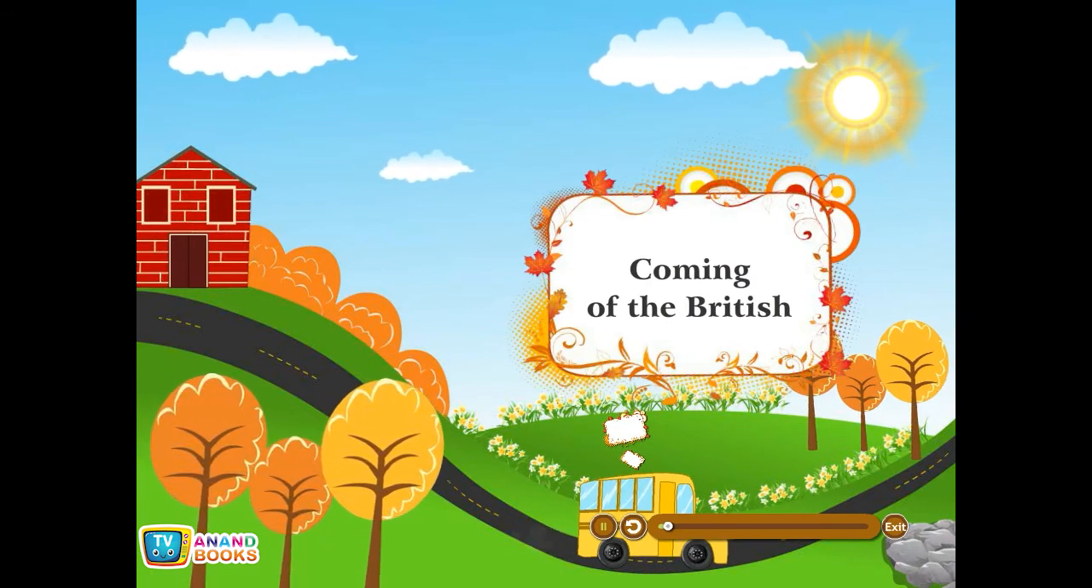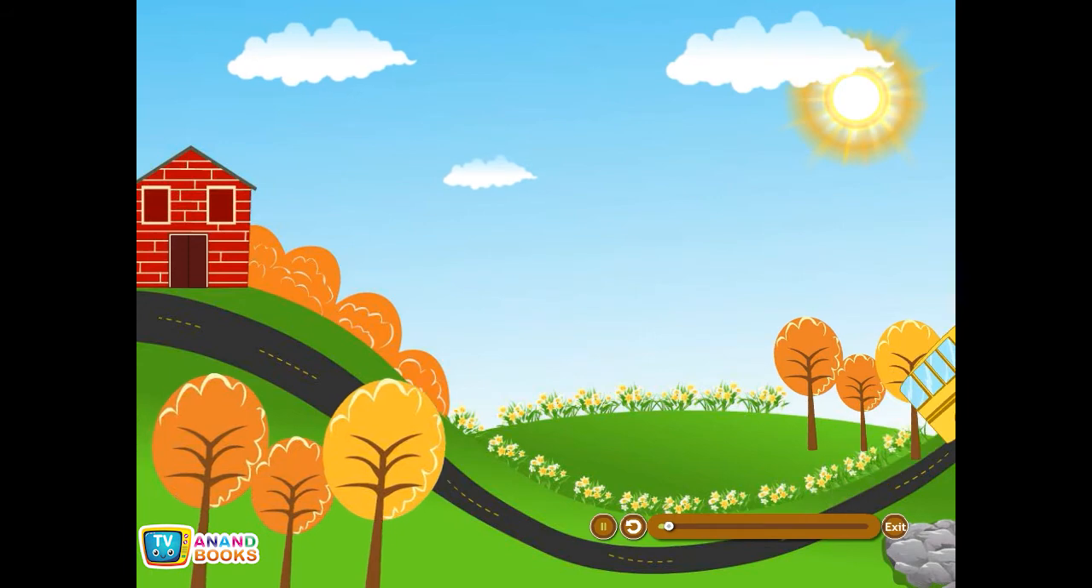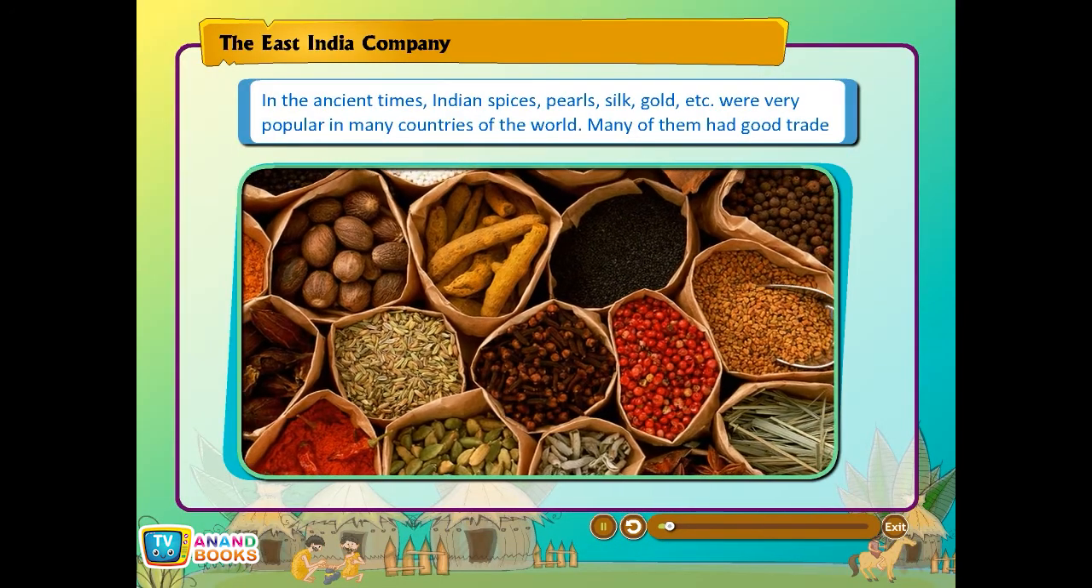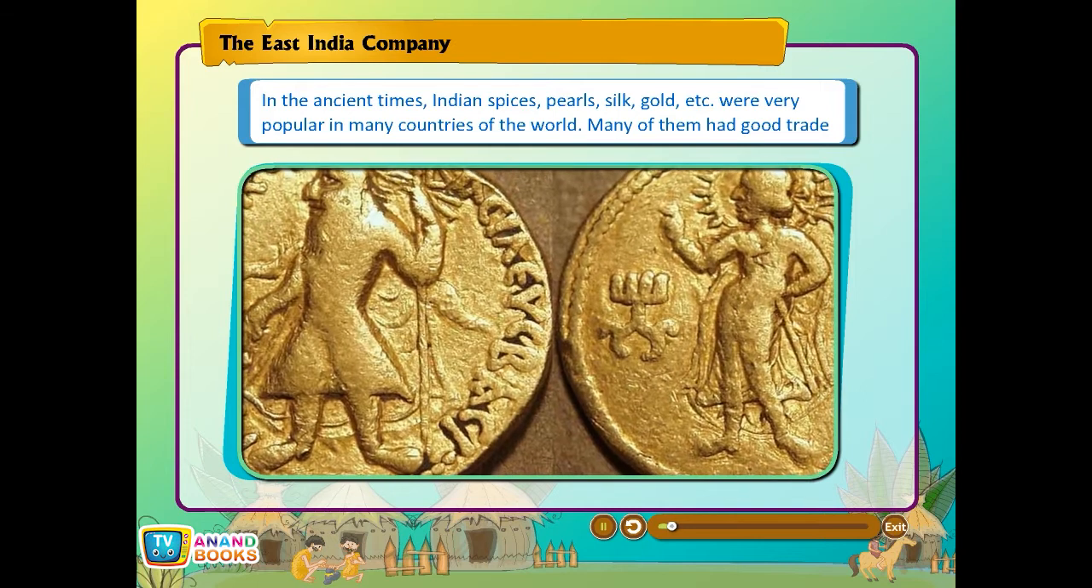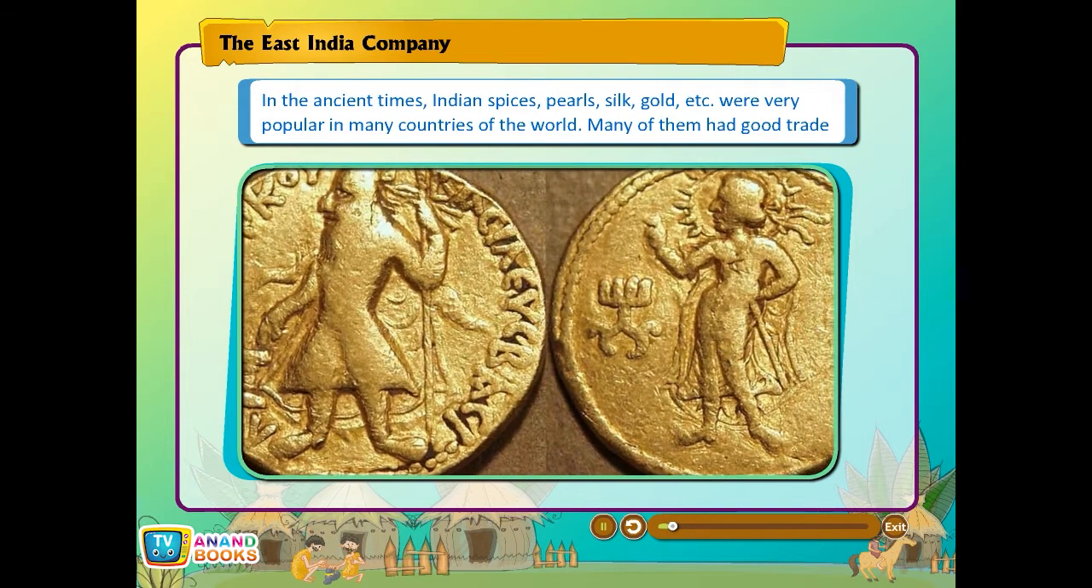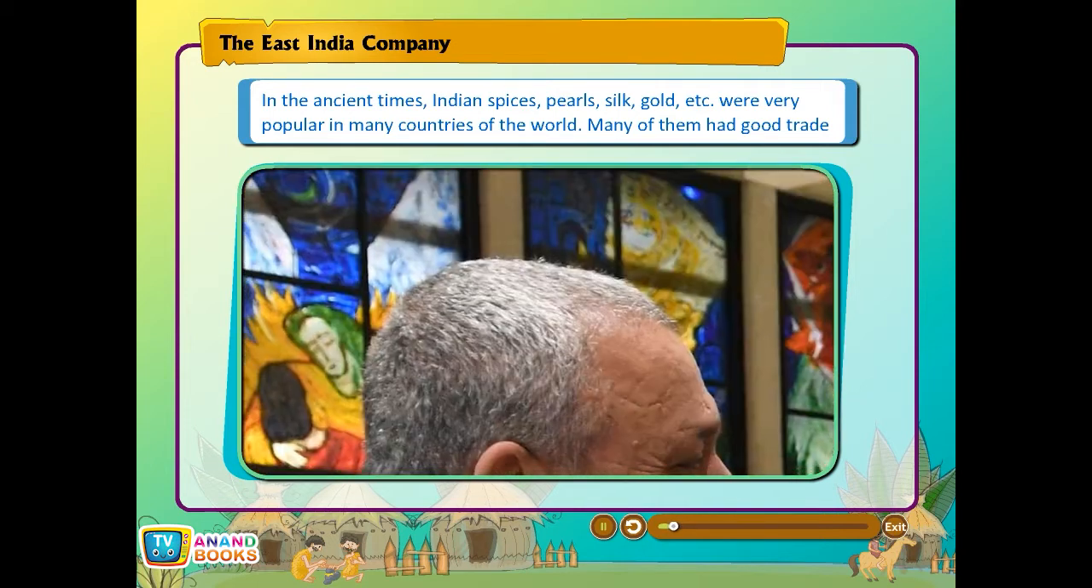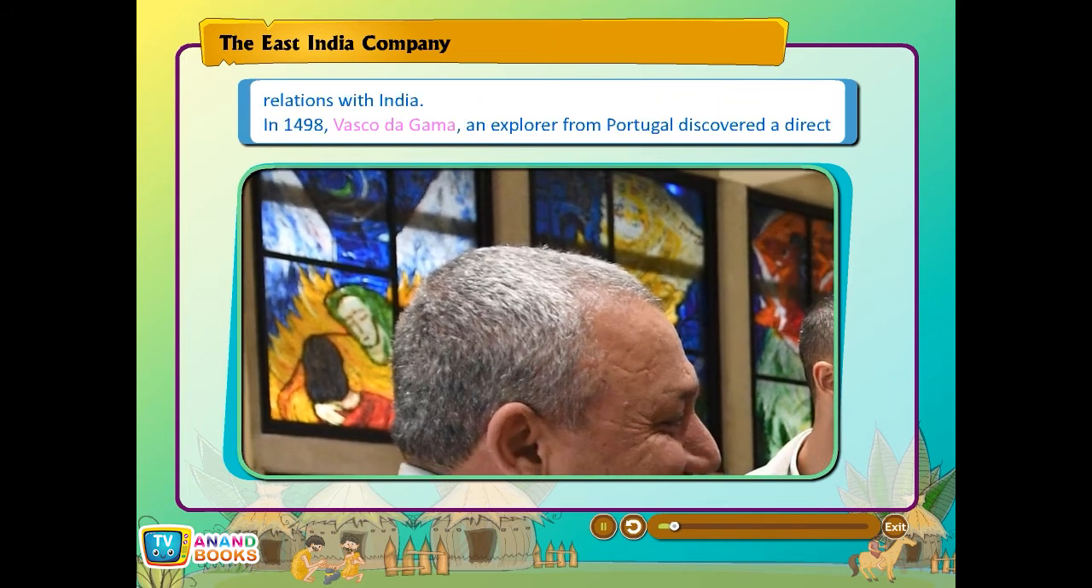Coming of the British. In the ancient times, Indian spices, pearls, silk, gold, etc. were very popular in many countries of the world. Many of them had good trade relations with India.